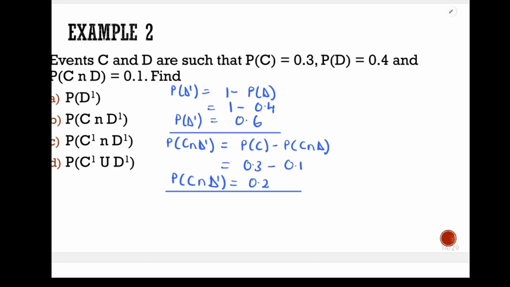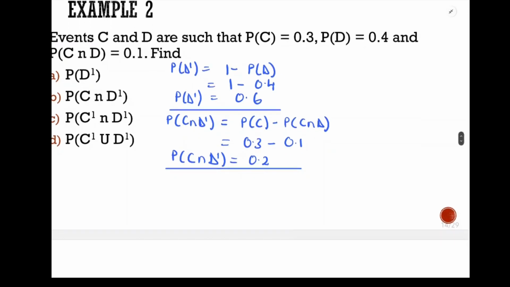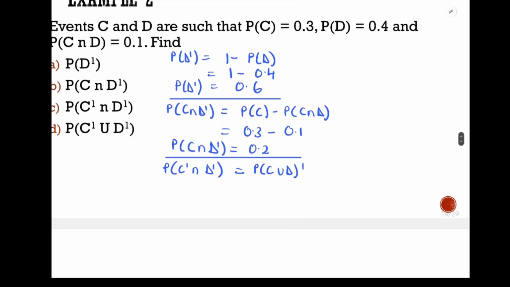Then Roman part C wanted us to find the probability of C complement intersection D complement. There I can use De Morgan's laws. The complement factors out and intersection changes to union. So I'll have the probability of C union D complement, which is the same as 1 minus the probability of C union D. But are we given C union D in the question? No. But we can calculate it.